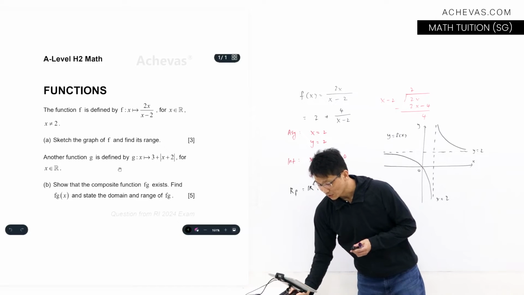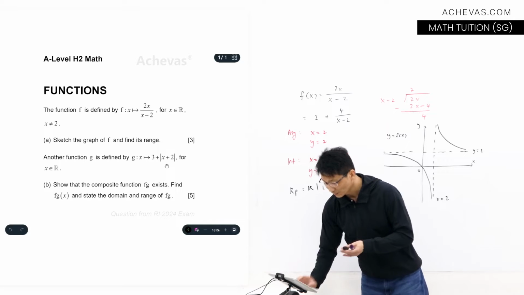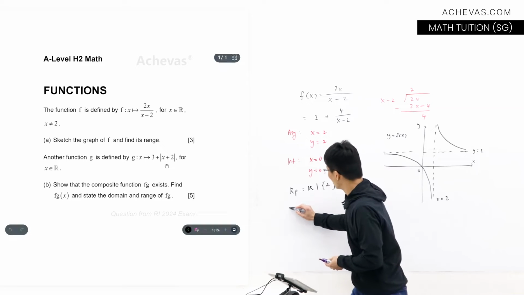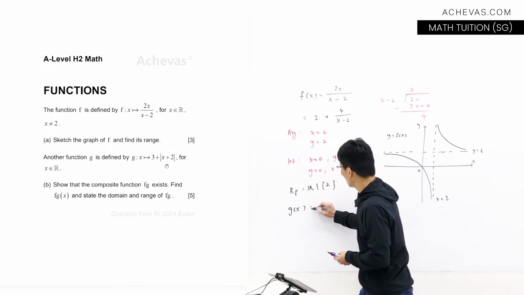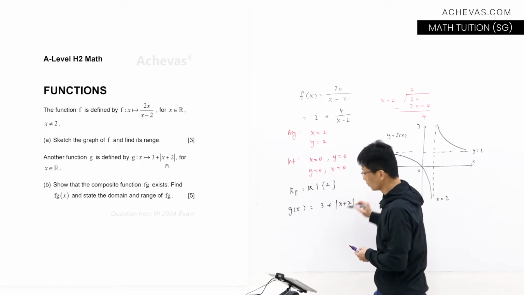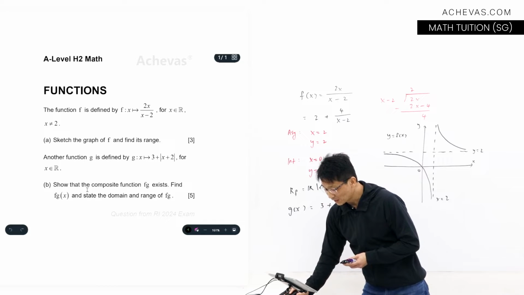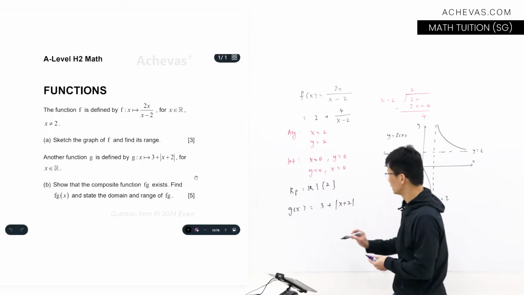Next part of the question says you are given the function g defined to be 3 plus modulus of x plus 2. Maybe I can just write the equation down first. So g(x) will just be equal to 3 plus mod x plus 2, and the domain is defined to be every single value of x. Part B says to show that the composite function fg exists.